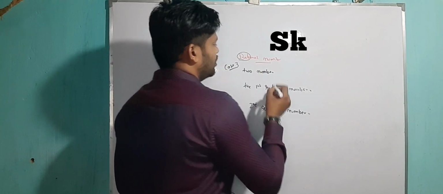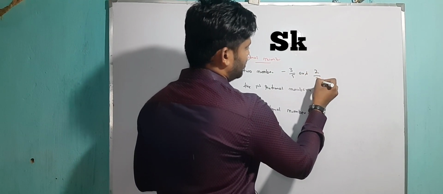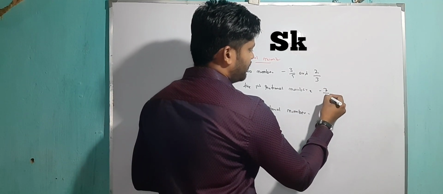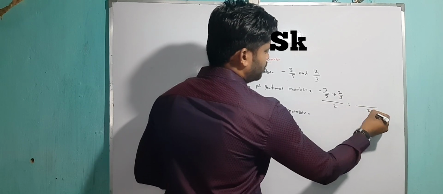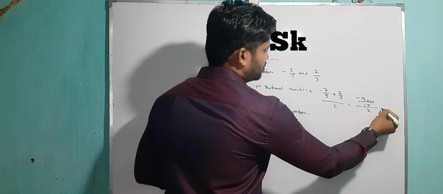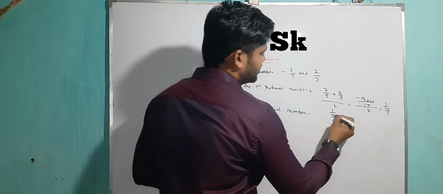Case number 3. For example, the numbers are minus 3 by 5 and 2 by 3. One is in minus. So what is the problem? Same thing. Minus 3 by 5 plus 2 by 3, divided by 2. So the way you used to do, 15 LCM, minus 9 plus 10. So it will be how much? 1 by 15, divided by 2. So it will be 1 by 30. So the first answer is 1 by 30.